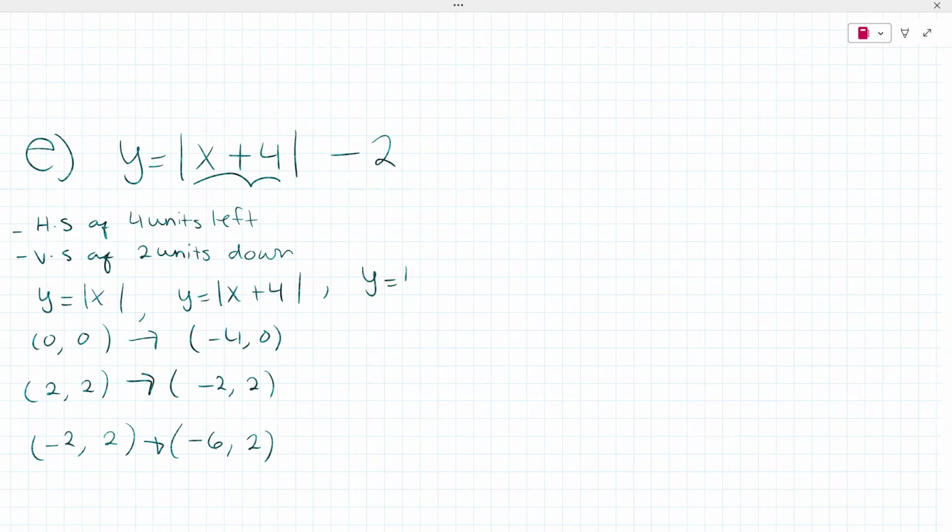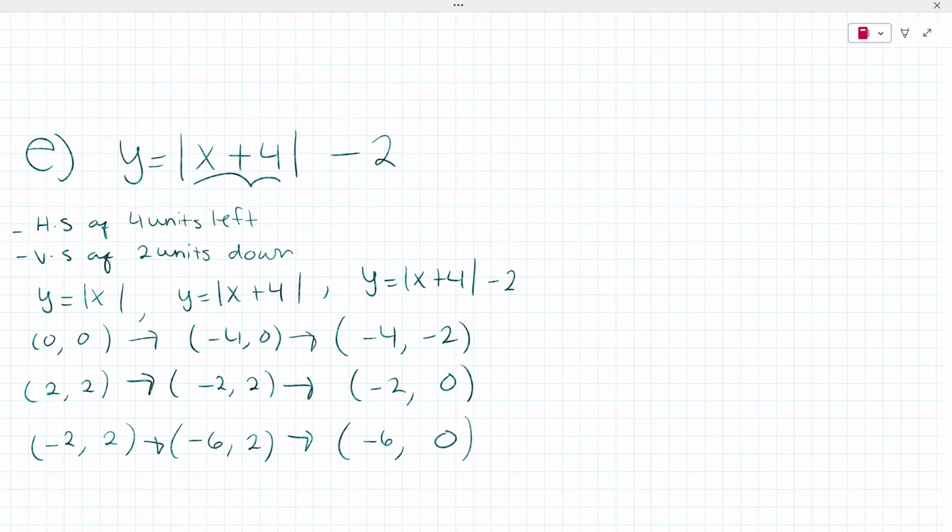Okay. And then do the -2. So now, y equals absolute value of x plus 4, minus 2. So the -2 is a vertical shift, and that's related to your y coordinate, and you don't change the x at all. So -4 comma 0 will now be -4 comma -2. -2 comma 2 will be -2, and then 2 minus 2 is 0. -6 comma 2 will be -6, and then 2 minus 2 is 0. Okay, and then just plot these 3 points, and you're good to go.